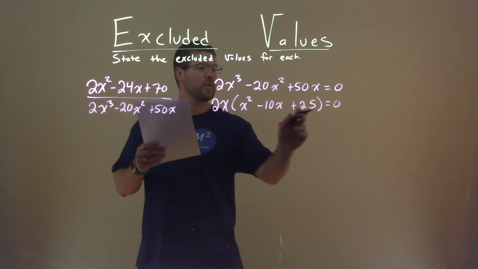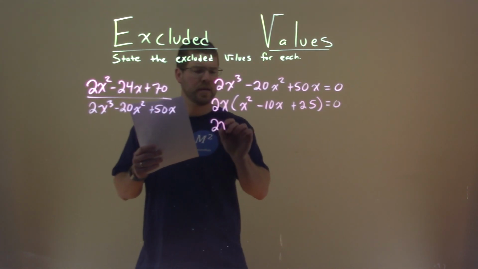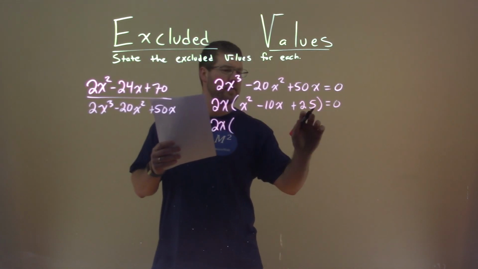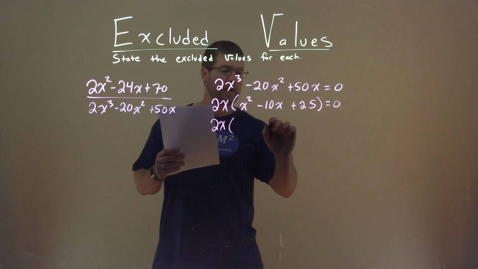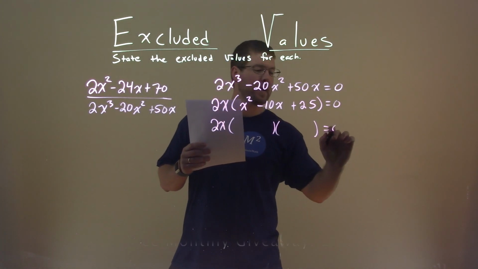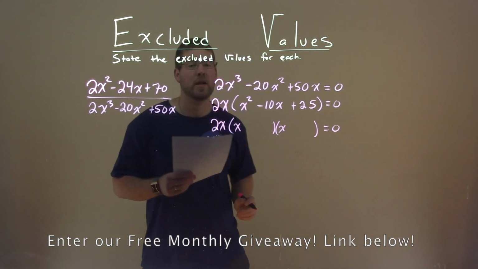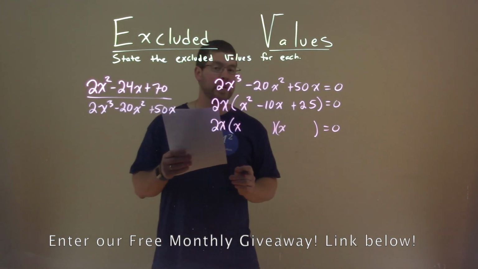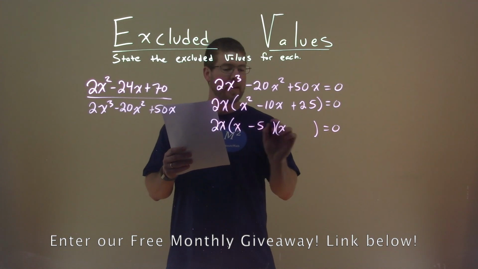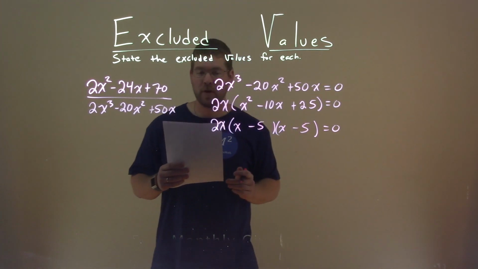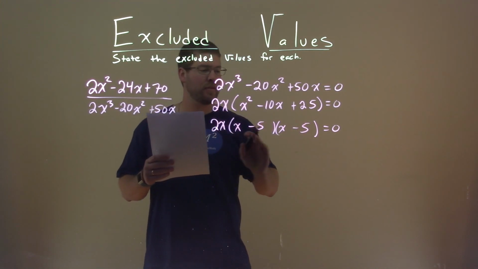So now that's being multiplied here. But notice this part here, x squared minus 10x plus 25. That looks like it can factor fairly easily. So what two numbers multiply to be positive 25 but add to be negative 10? And that's a negative 5 and a negative 5. So now we have it in factored form.